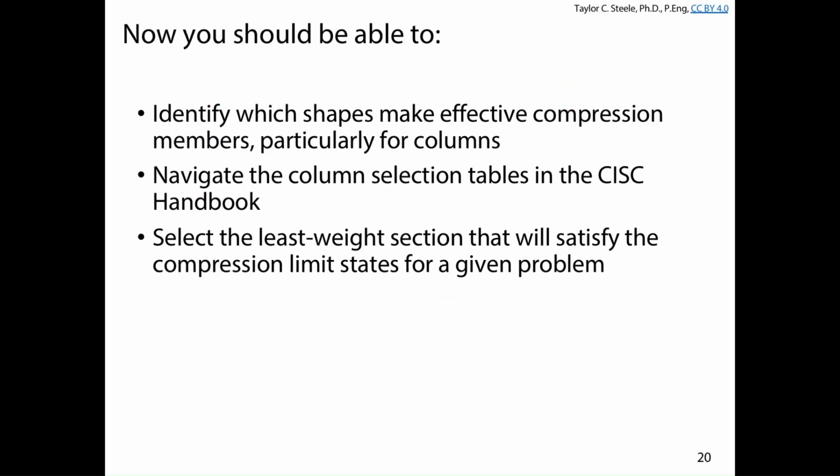Okay, well, now you should be able to identify which shapes make effective compression members. There are square HSS sections, round HSS sections, and wide flange sections. You should be able to navigate the column selection tables in the handbook and use some of those tools to select the least weight section to satisfy the compression member limit states. Any questions about anything at all that we talked about this morning before we call it a morning? All right, we'll see everybody Friday morning.